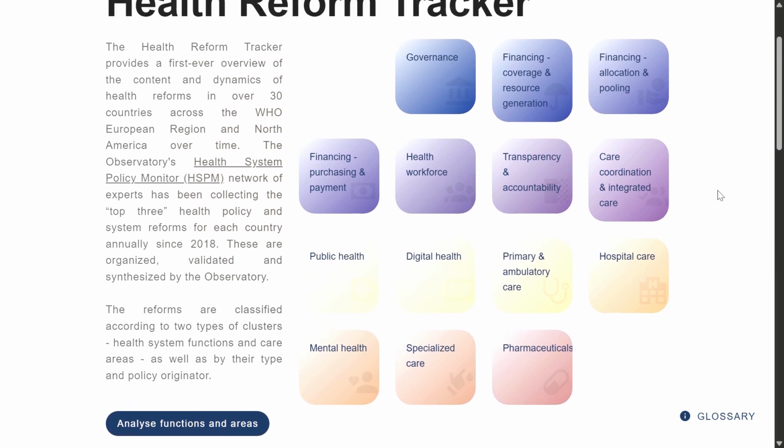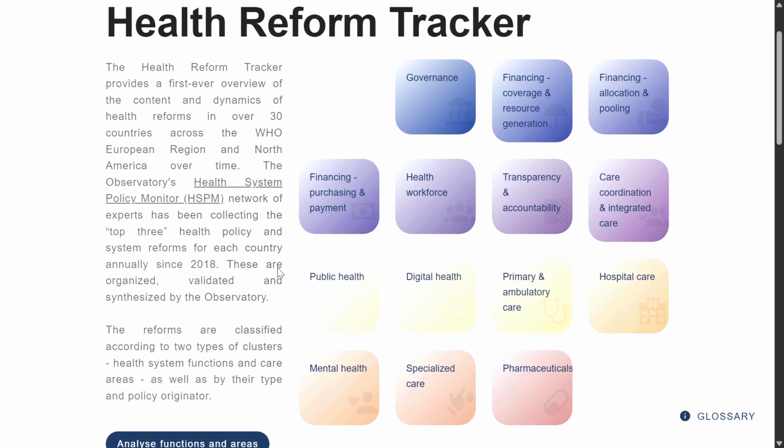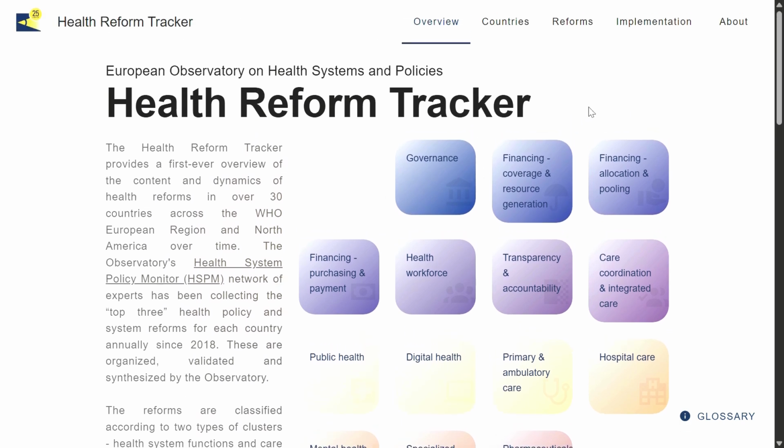Each reform found in the tracker is classified into up to 2 content clusters. There are 2 kinds: care areas and health system functions. Once you open the tool, there are several ways to look at the data available, including by reform cluster, country, content and type, and implementation status.